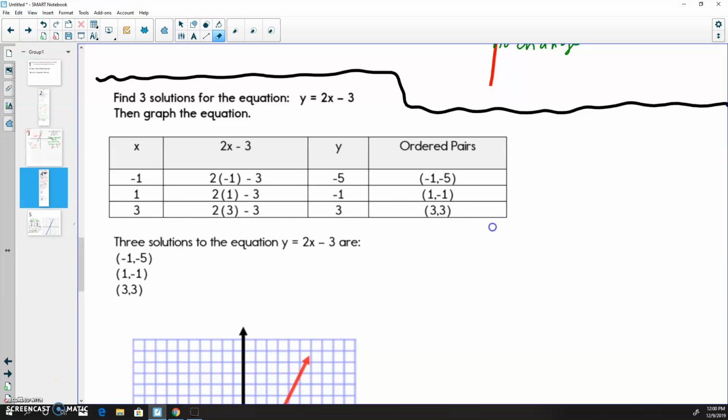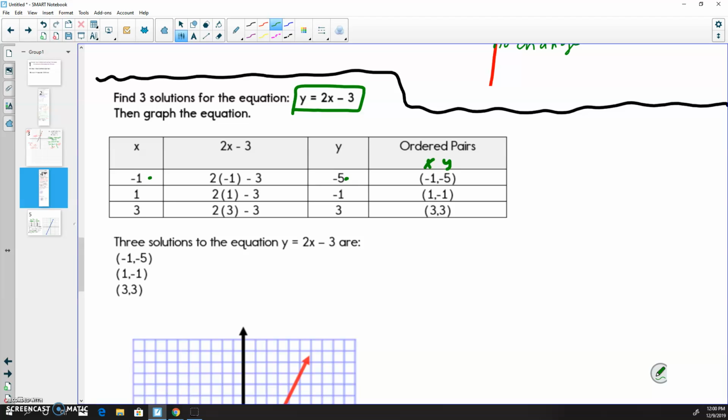Okay, so they give you an equation, and they say find 3 solutions for the equation, and here's the equation they gave you, and then they want you to graph it. They pick their own points: -1, 1, and 3. So if x is -1, you would say 2 times -1 is -2, minus 3 gives you -5. Here's their x, here's their y, so they made an ordered pair, an x and a y.